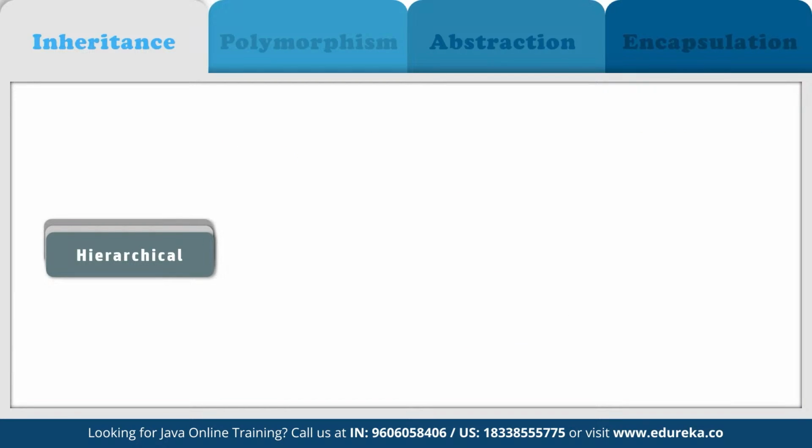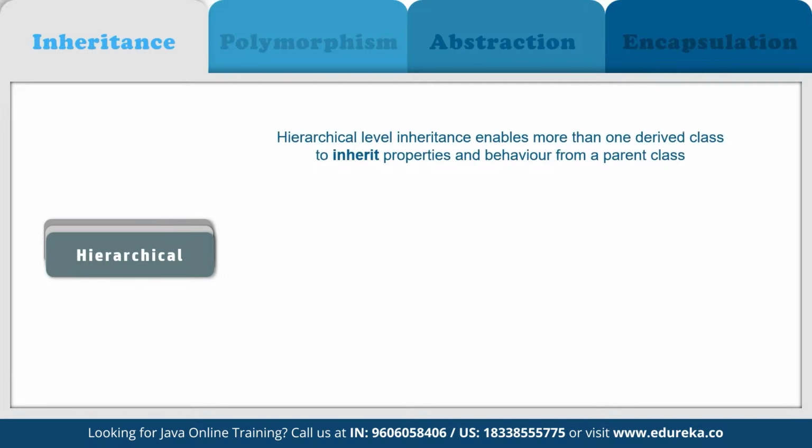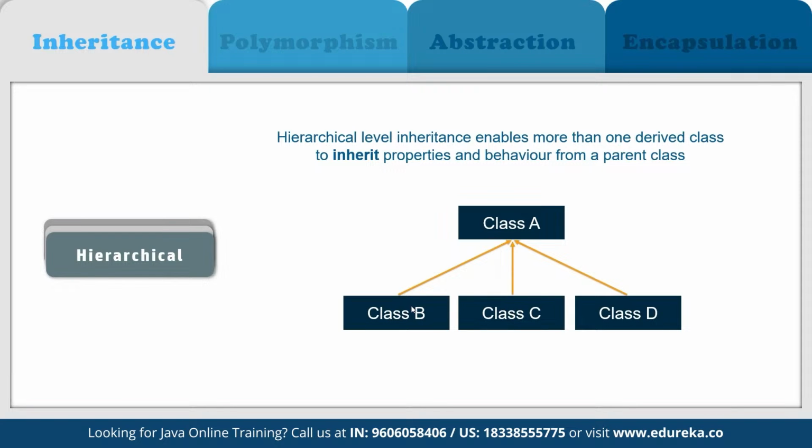And then we have hierarchical. When a class has more than one child class, for example, here we have the parent as class A, and now we have multiple child classes, class B, class C, and class D. They all are inheriting from the main class A, and this is called hierarchical.